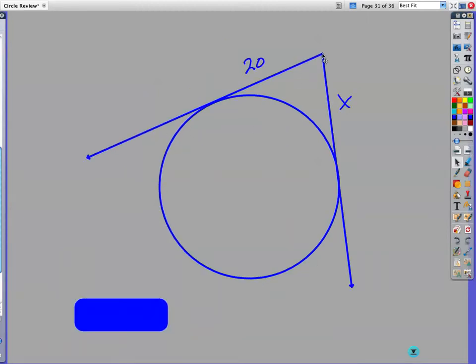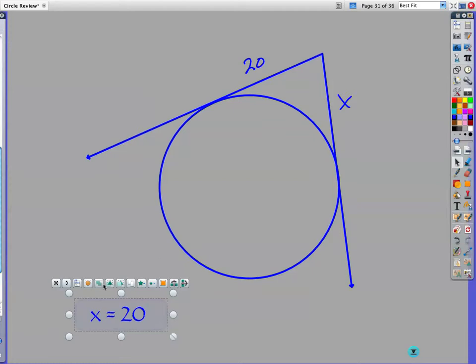All right, this is an external point. I have a tangent line and a tangent line coming from an external point. The rule is that when you have two tangents coming from the same external point, they are congruent.